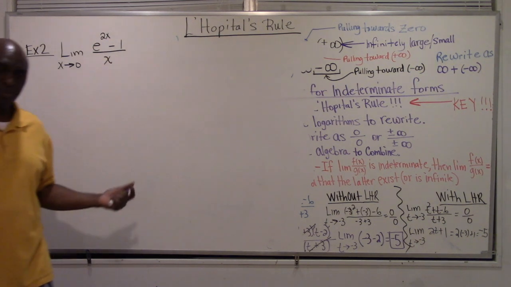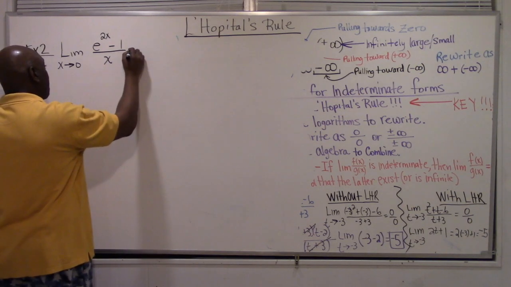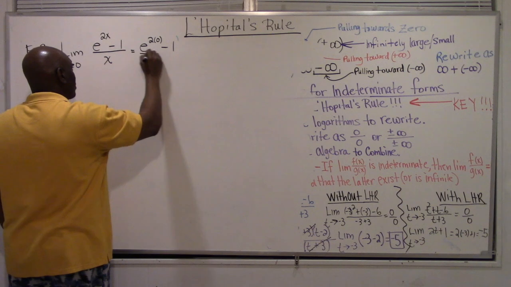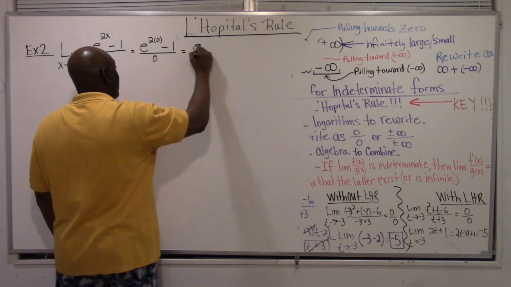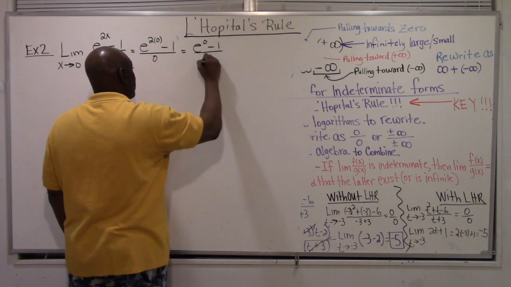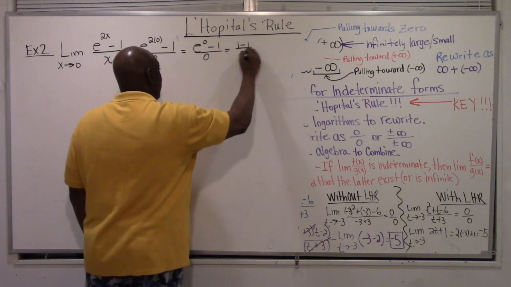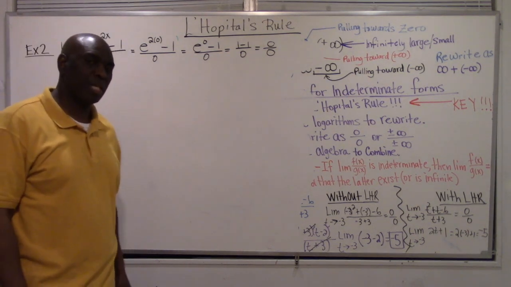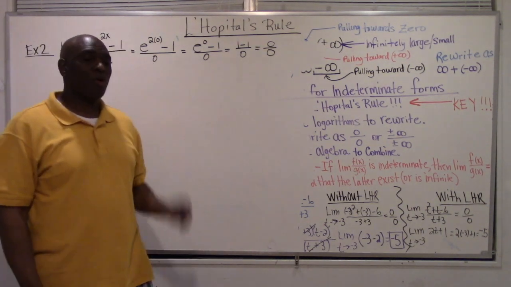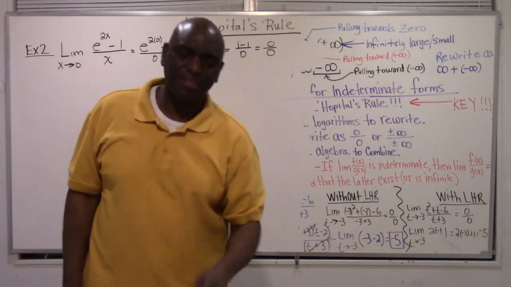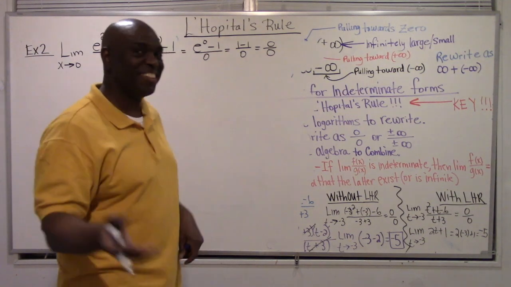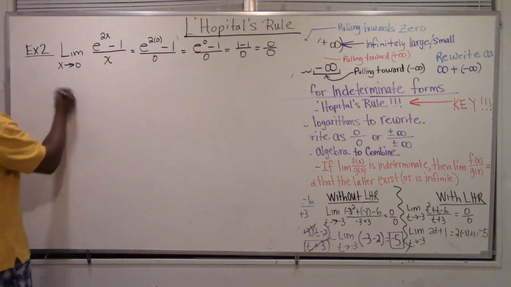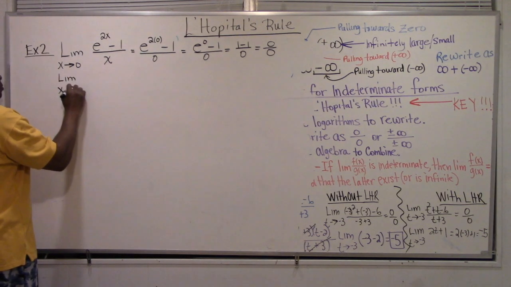First things first, direct substitution. Let's see what we're going to get. I get e to the 2 times 0 minus 1 over 0, which yields e to the 0 minus 1 over 0, which is 1 minus 1 over 0, which is 0 divided by 0. So we have a case of the indeterminate form, condition 1, 0 divided by 0, which means yes, we can use L'Hopital's rule by finding our derivative. Now we're going to have the limit as x approaches 0 of the derivative.